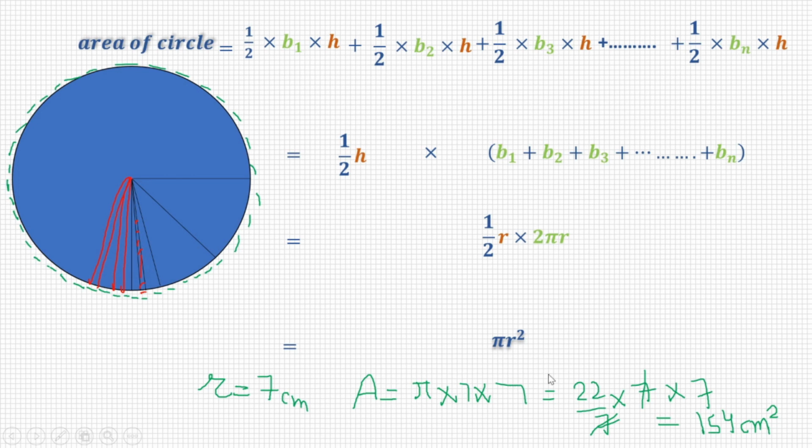So now we have formulas for the area of a rectangle, square, parallelogram, triangle and circle. This is how we calculate the area of 2D shapes, two-dimensional shapes.